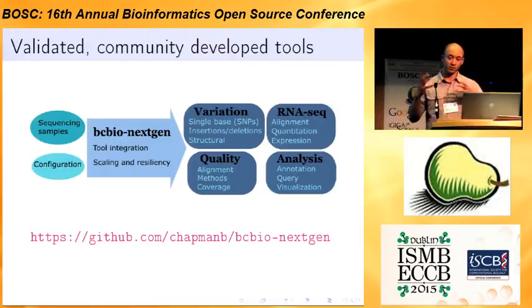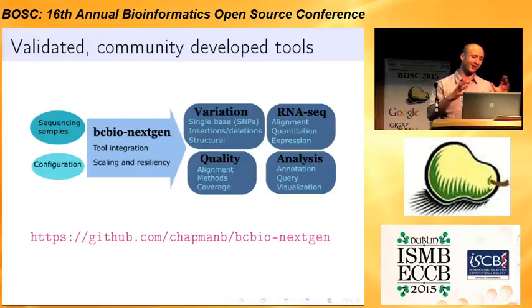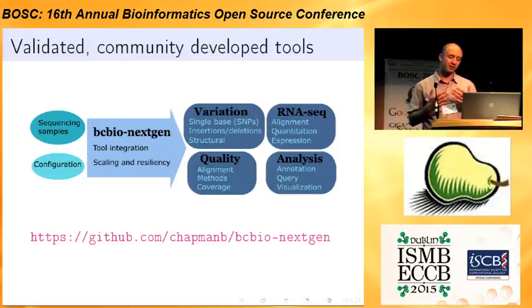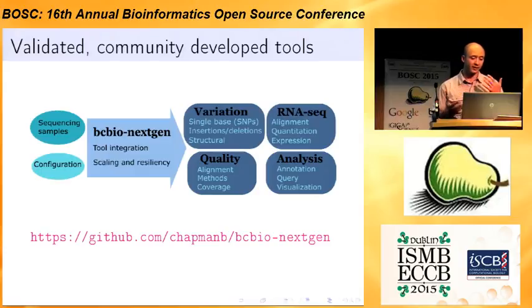A lot of what we do is build community-developed tools to take advantage of existing resources, so put together tools into a framework that is validated and can work nicely together. We specifically have a tool called bcbio-nextgen, which is kind of not a black box, a clear box that takes samples and configuration, and you can see all the insides, and it runs a bunch of tools, scales them, and gives you on the output stuff like variations in RNA-seq, quality control, validation, feeding into open source analysis tools, things like that.